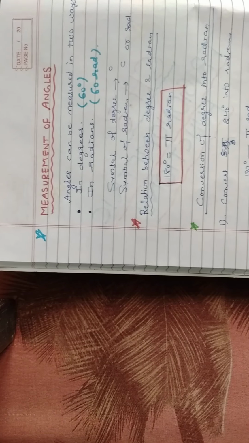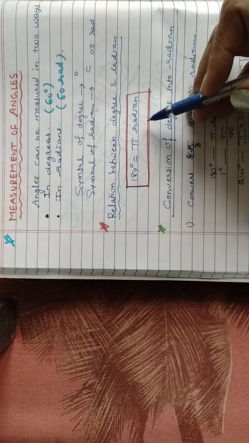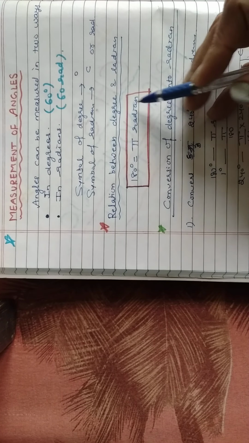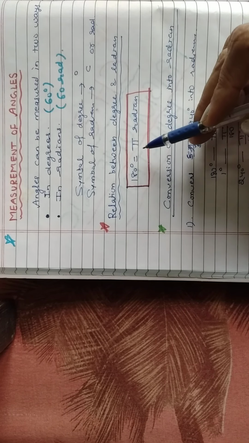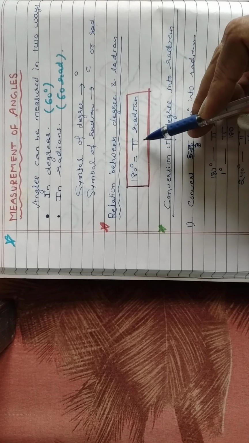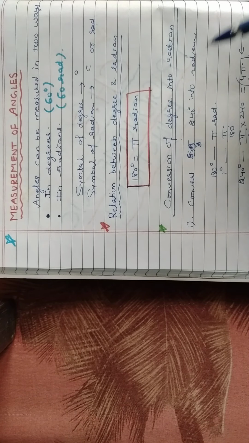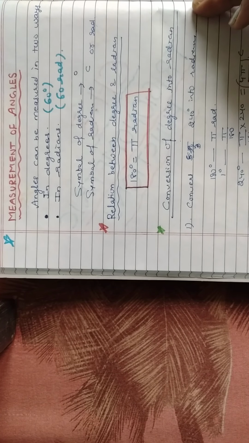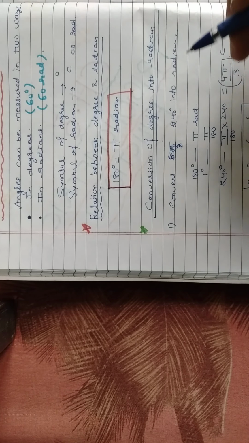Now, what is the relation between degree and radian? 180 degree is equal to pi radian. You have to remember this relation, that if an angle is in degrees, it will be 180 degree, and that 180 degree will be equal to how many radians? Pi radians. Clear? Now, next is how to convert degree into radians and radian into degrees.